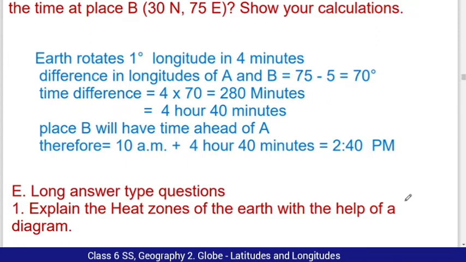Place B will have a time ahead of A. Therefore, 10 AM plus 4 hours 40 minutes is equal to 2:40 PM or 20 minutes to 3.